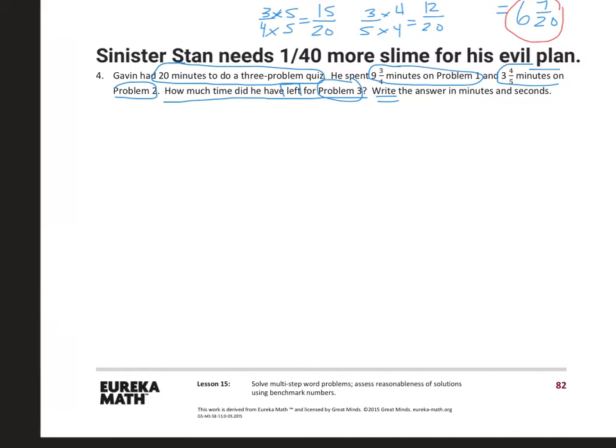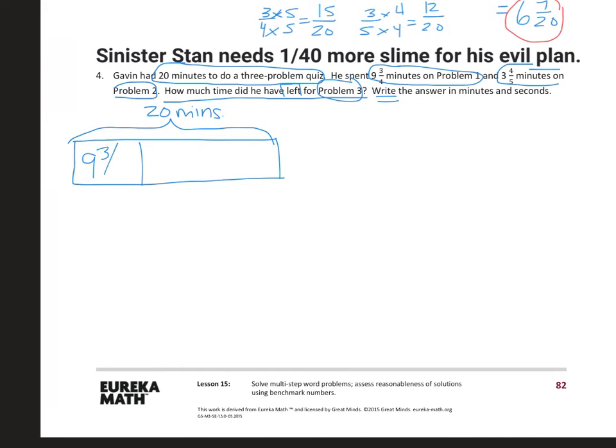So quickly, I'm going to do a tape diagram to represent kind of what the word problem is talking about. So this is his 3-problem quiz, and so I know that he has 20 minutes to complete it. And then I know he did problem number 1. It took him 9 3/4 minutes. So this is problem number 1. And this is problem number 2. It took him 3 4/5 minutes. And so this is problem number 3, which we don't know, and that's what he has left over.